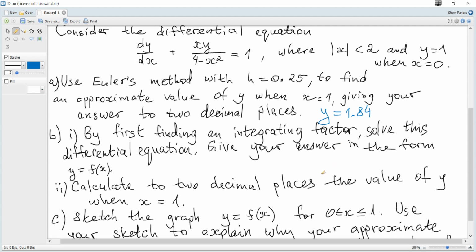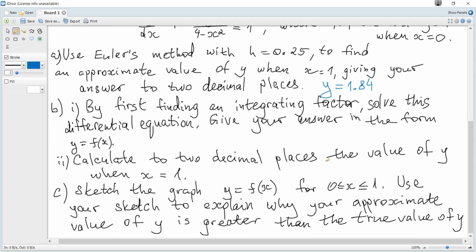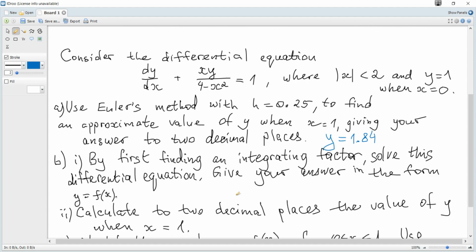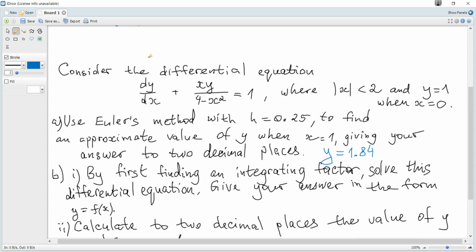And the next part: by first finding an integrating factor, solve the differential equation, giving your answer in the form y is f of x. It is given that you should use the integrating factor method, but you should understand that if the differential equation looks like the derivative plus something of x times y is equal to something of x, such a differential equation can be solved using a method called integrating factor. And notice that if there is something in front of dy over dx, you must divide each term by this to get just dy over dx without something in front.